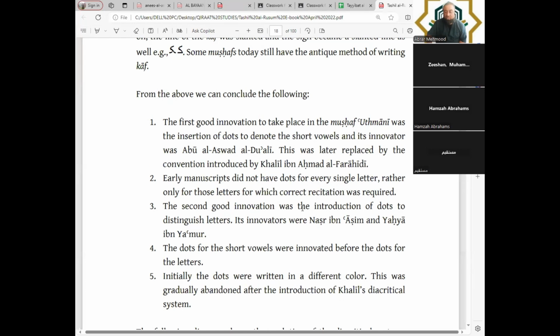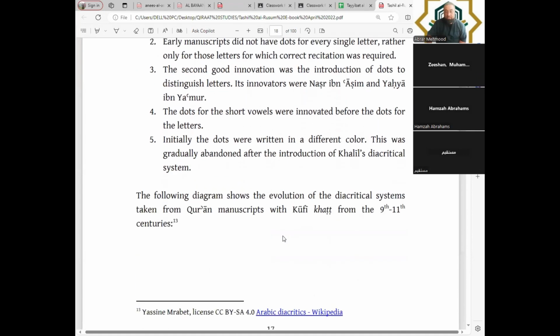The second good innovation, introduction of dots to distinguish letters. Nasr ibn Asim al-Laythi, and Yahya ibn Ya'mur al-Adwani. Again, key names. Dots for short vowels were innovated before the dots for letters. That's something to point out. So I said that dots were used for two purposes. One was to distinguish between vowels, fatha, kasra, dhamma, and so on. And one was to distinguish between letters. So the dots for short vowels came before the dots for letters.